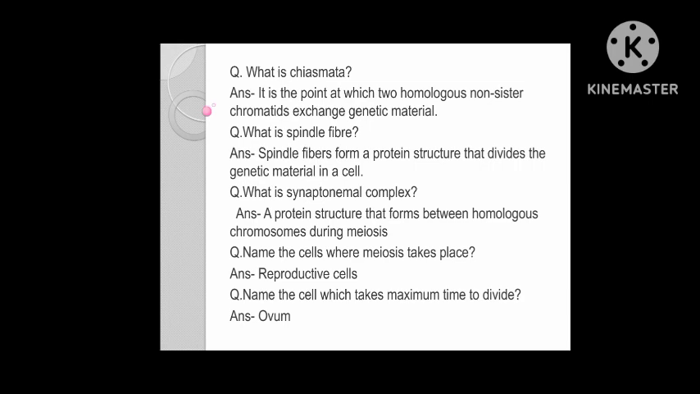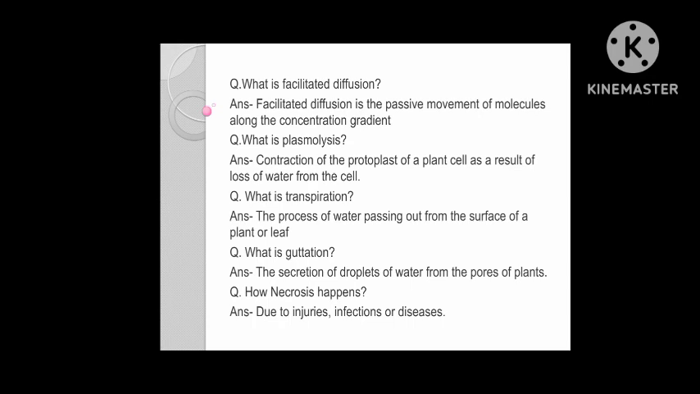Then what is synaptonemal complex? A protein structure that forms between homologous chromosomes during meiosis. Then name the cells where meiosis takes place. It is reproductive cells. Then name the cell which takes maximum time to divide. It's ovum. What is facilitated diffusion?